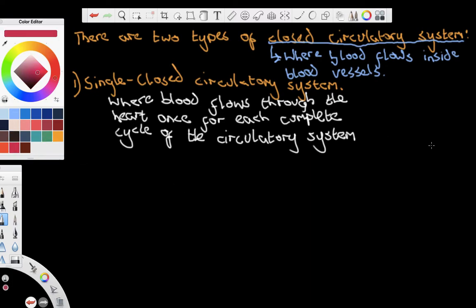Now what I mean by that is, if you imagine we've got a heart, I'm going to draw a cartoon heart. Your heart is not really that shape. A single closed circulatory system is a closed circulatory system, so it has blood vessels, but it only goes through the heart once for each complete cycle. So if that's my heart, and these are my blood vessels, the blood flows out of the heart, around the body, and back to the heart once. That is a single closed circulatory system.